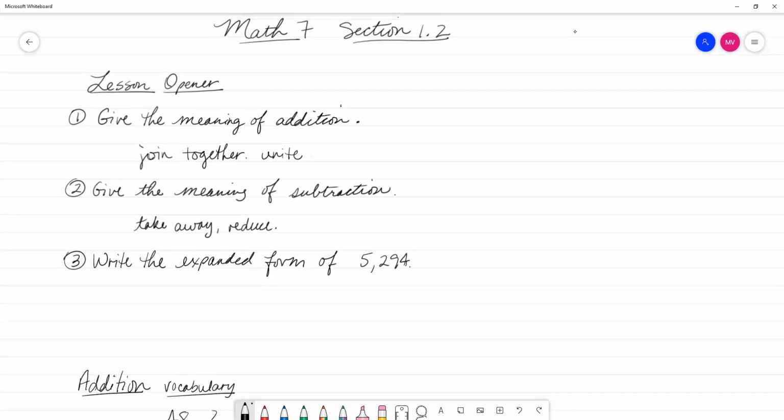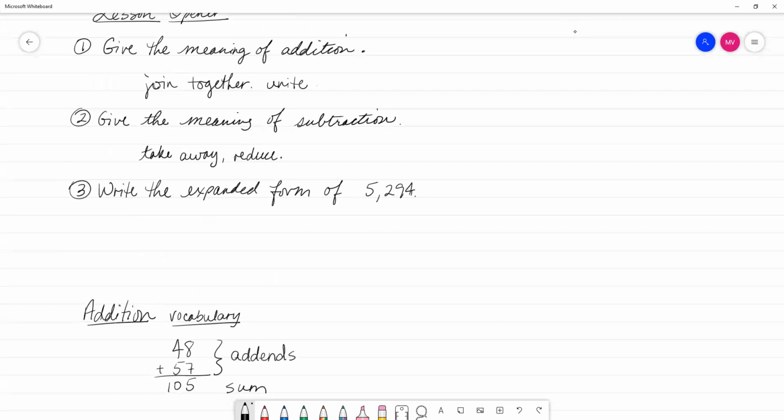All right, and then a little bit of review from last section. Write the expanded form of 5,294. As you remember, we have the standard form, which is what you see here. We have written form, where we would write out the words, and then we have expanded form. In expanded form, we're actually multiplying each number times a power of 10, and then adding those together. It really is just a way to remind you of what we call the different place values in a number.